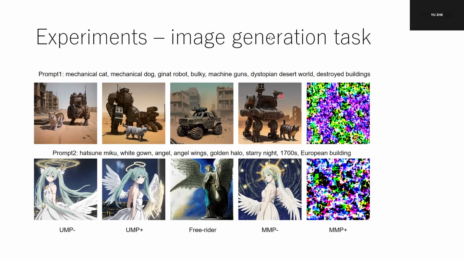This also holds for the image generation task. For MMP minus, the merged model without protection, the provider can still generate very good images. But for the merged model with protection, the provider can only generate noise.